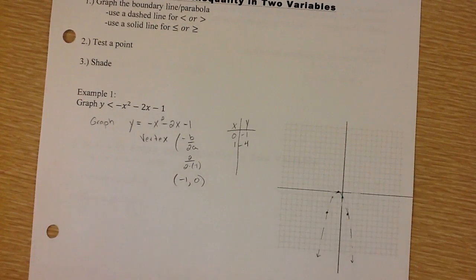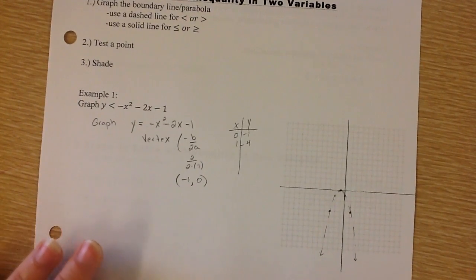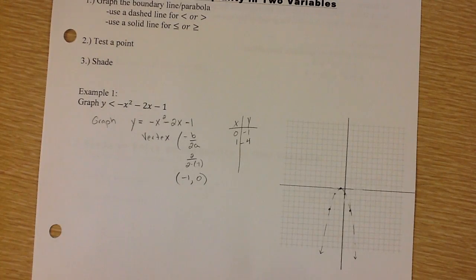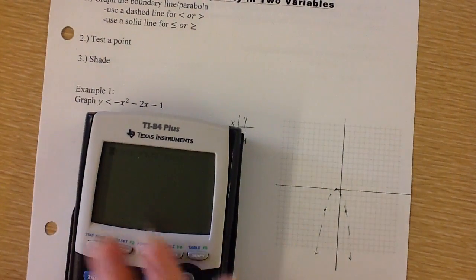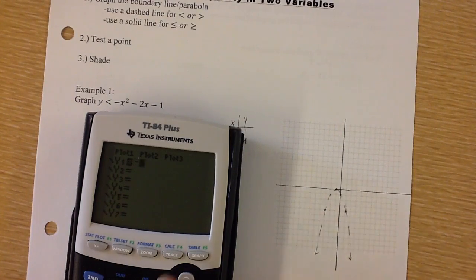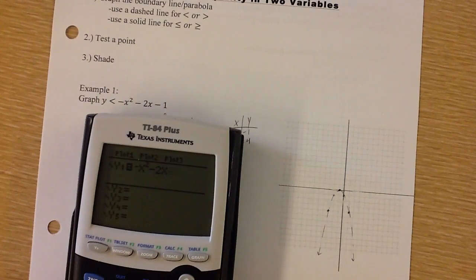Okay, so there we graphed our boundary line, and then we test a point. So let's go ahead and test a point. Before I test a point, I'm going to double check and make sure my graph looks right. So I'm going to graph it in my y equals: negative x squared minus 2x minus 1. Yeah, that looks about right.